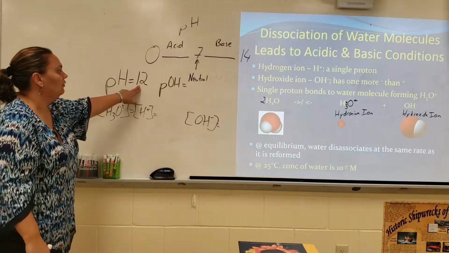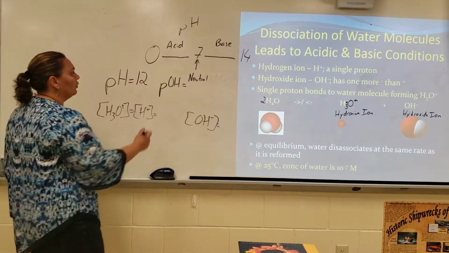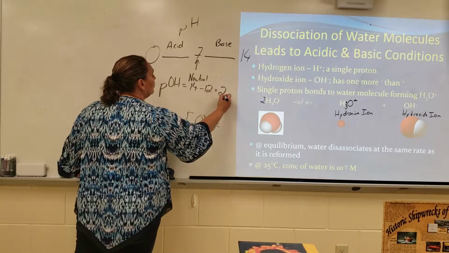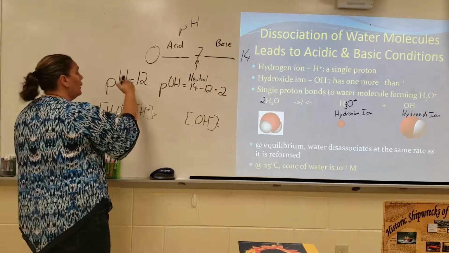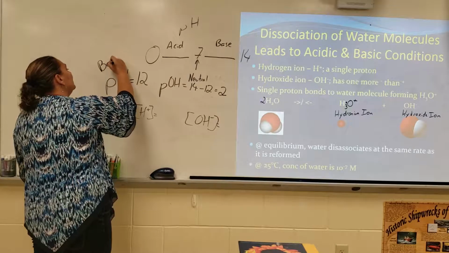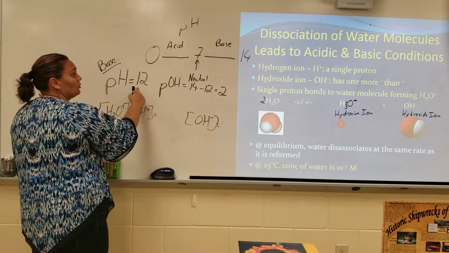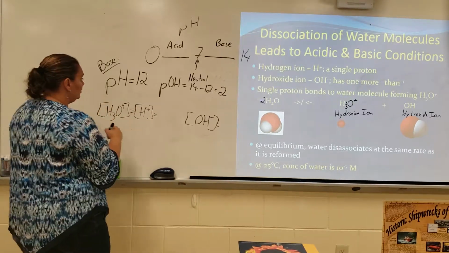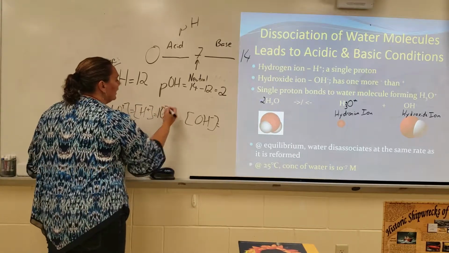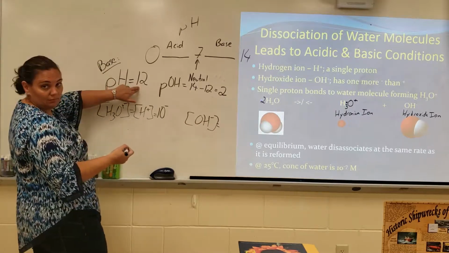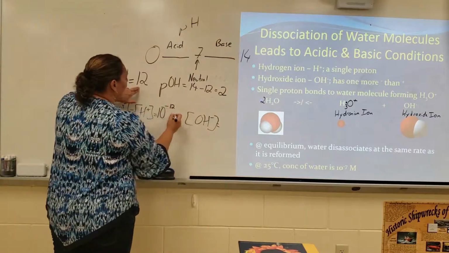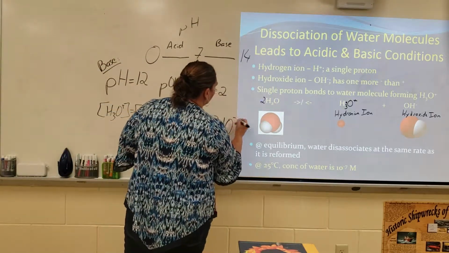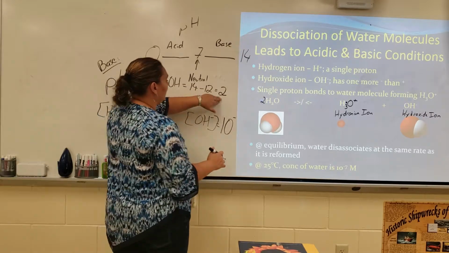My pH is 12. My pOH is 14 minus 12, which equals 2. This would be a base because it's greater than 7. The hydronium ion concentration is always 10 to the negative pH, which is 12. The hydroxide ion concentration is 10 to the negative, always, pOH, 2.